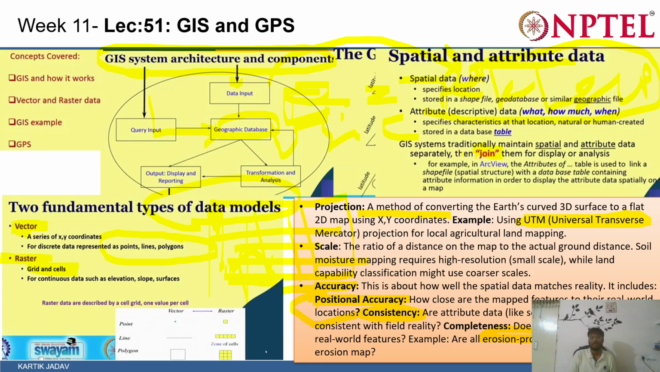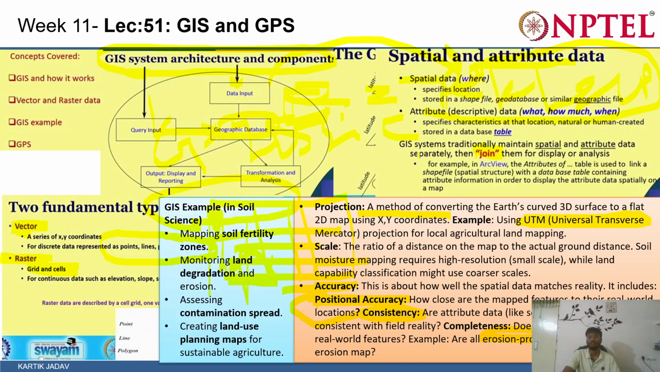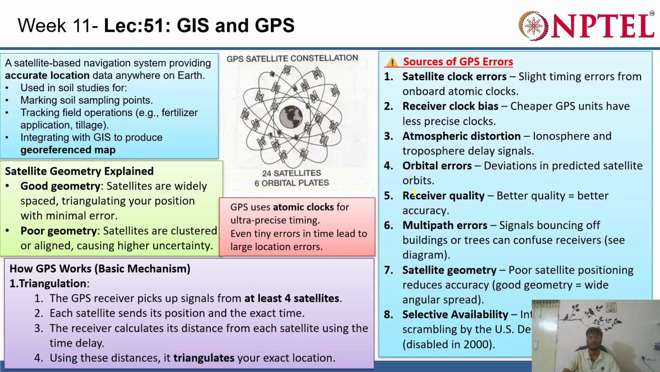Then we have also talked about the application of GIS software in soil science. There are various types of users using the software. Generally in soil science, we use it for mapping soil fertility zones, monitoring land degradation and erosion, assessing contamination spread, and creating land use planning maps for sustainable agriculture.